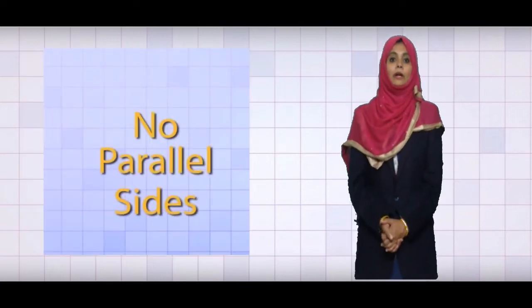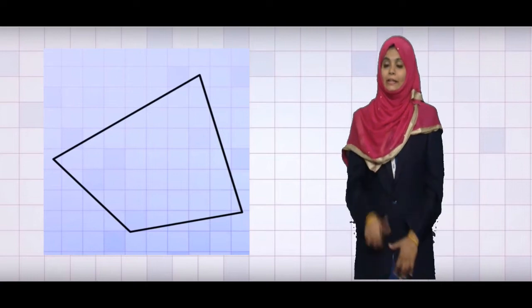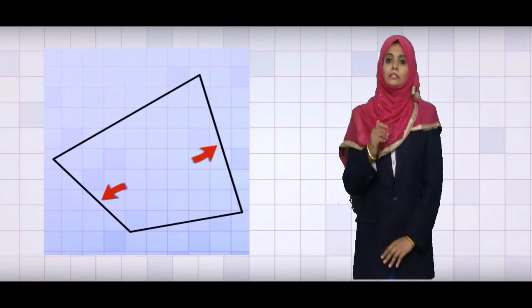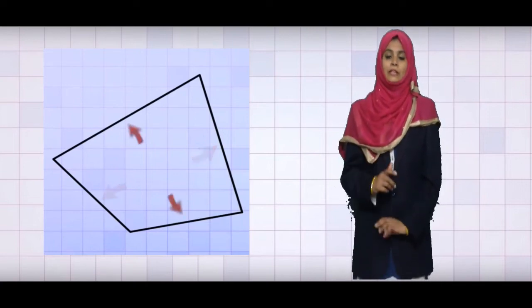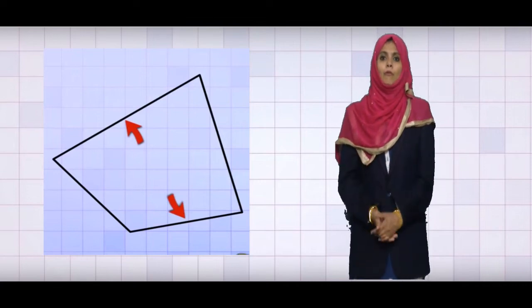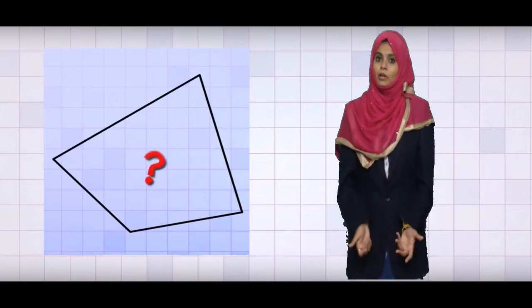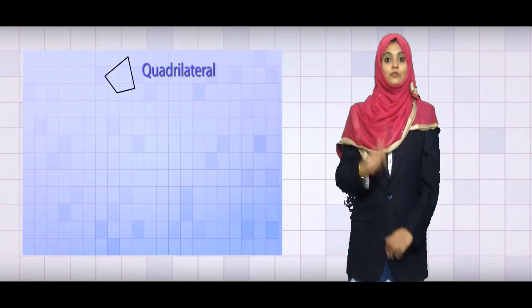Alright, then what about quadrilaterals that have no parallel sides like this one? Both pairs of its opposite sides are not parallel. So what are we going to call this kind of polygon? We'll call it a quadrilateral.